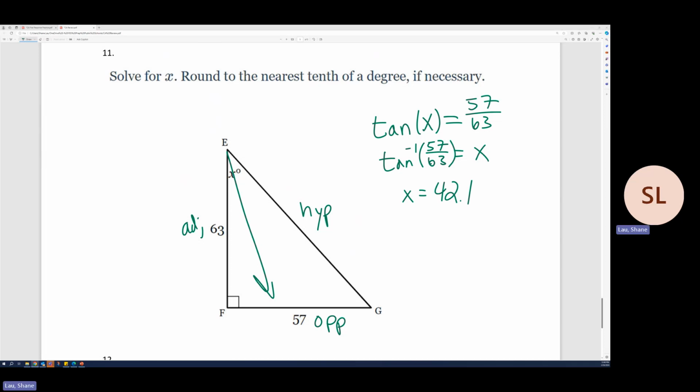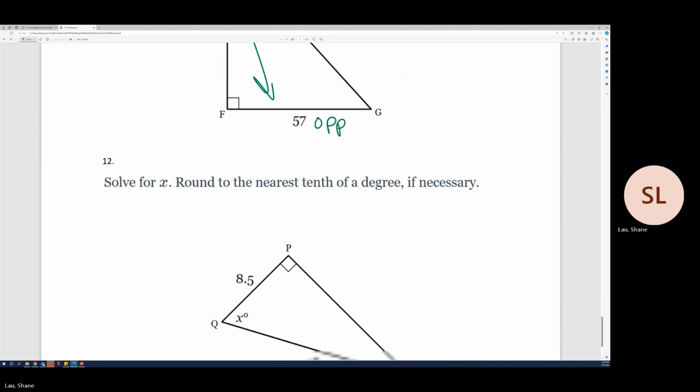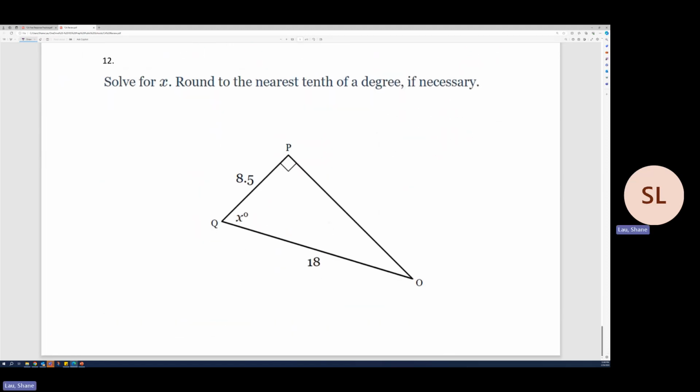And the next 2 problems are very similar, albeit you have to make sure that these problems are set up the way that you want them to be set up. Do the exact same approach.